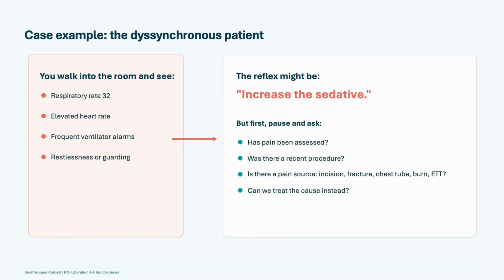few questions. Has anyone actually assessed for pain? Was there a recent procedure? Is there an obvious pain source? An incision, a fracture, a chest tube, a burn, even the breathing tube itself? And another big one, could we treat the cause instead of just turning up the drip?